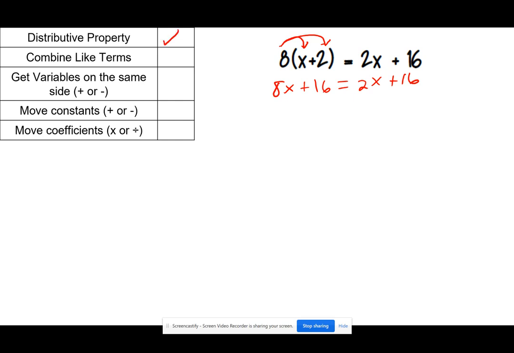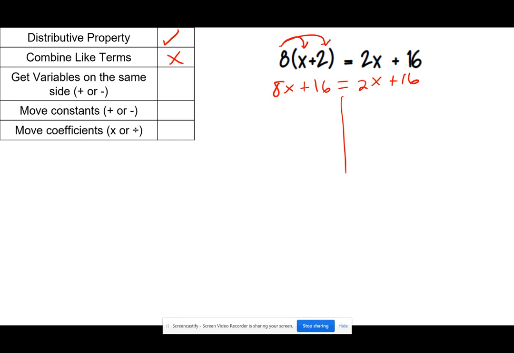Now I'm looking for like terms. If I look on the left-hand side of my equation, I have 8x and 16. They are not like terms because both of them don't have x's. If I look on the right-hand side, 2x and 16 are also not like terms because they don't have x's on them. So there are no like terms for me to combine. So I'm just going to cross that out. I don't have that to do.